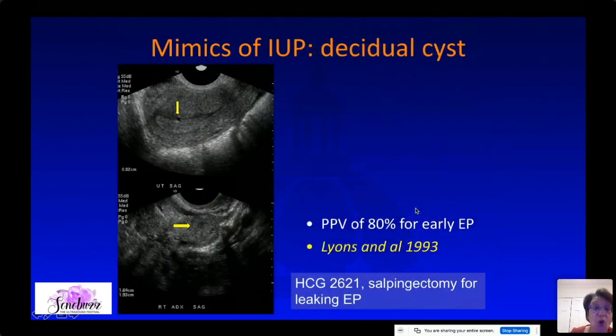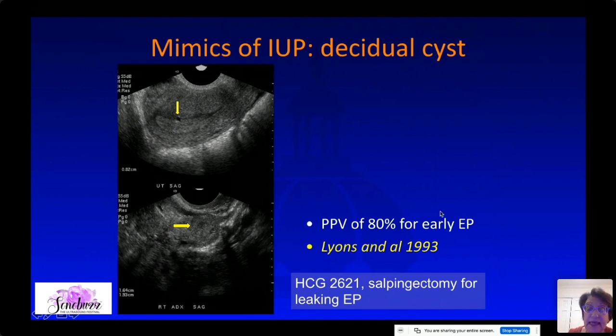Or you can have these decidual cysts, which are these eccentric cysts. Now, why is this a decidual cyst and not a gestational sac? They can be a little tricky, but this one doesn't have as well-defined an echogenic border. I have to admit this is a little tough, right? But we always look very carefully at the adnexa, and this patient had an adnexal mass. And so she did have an ectopic pregnancy.